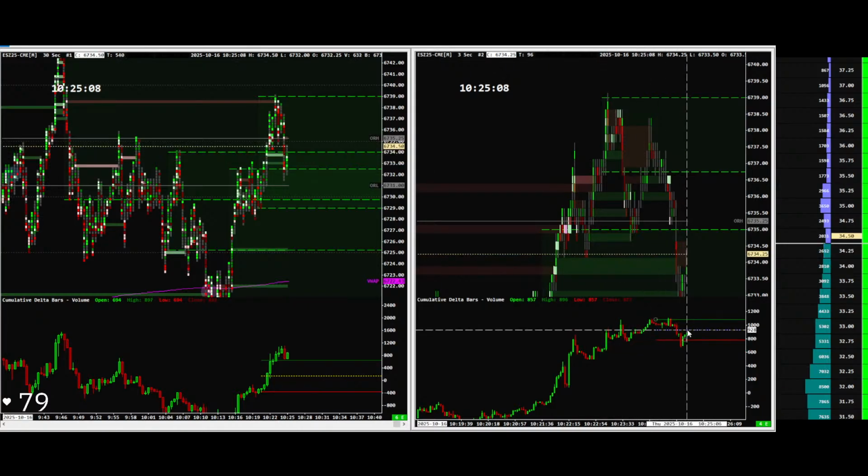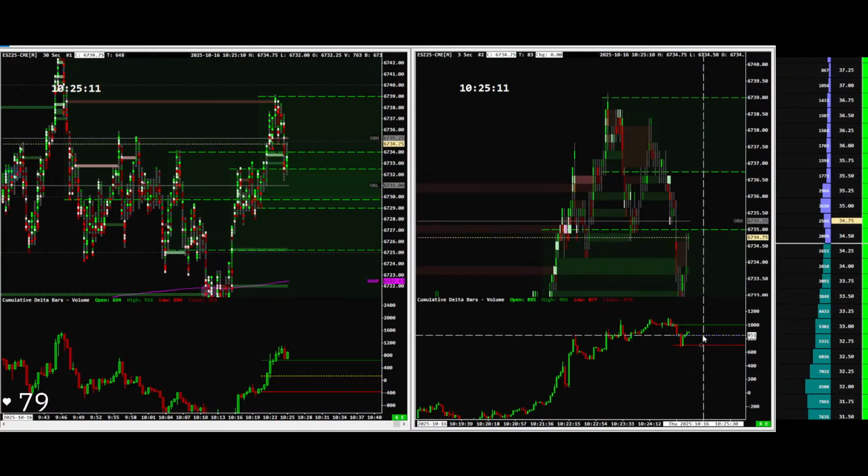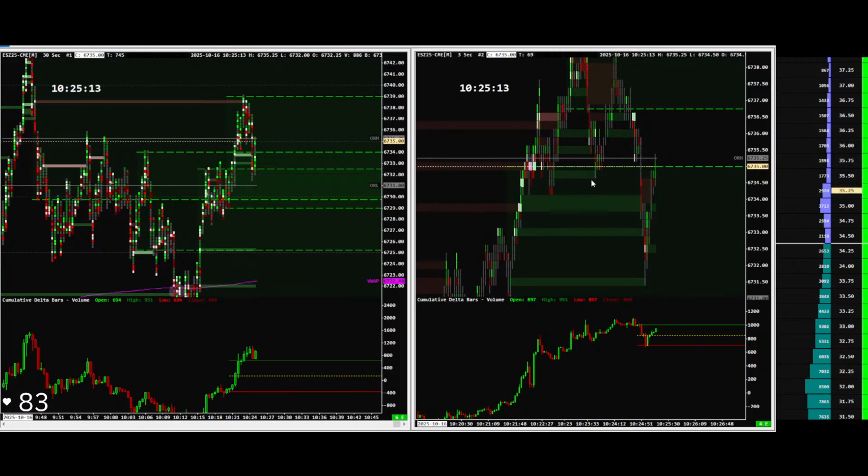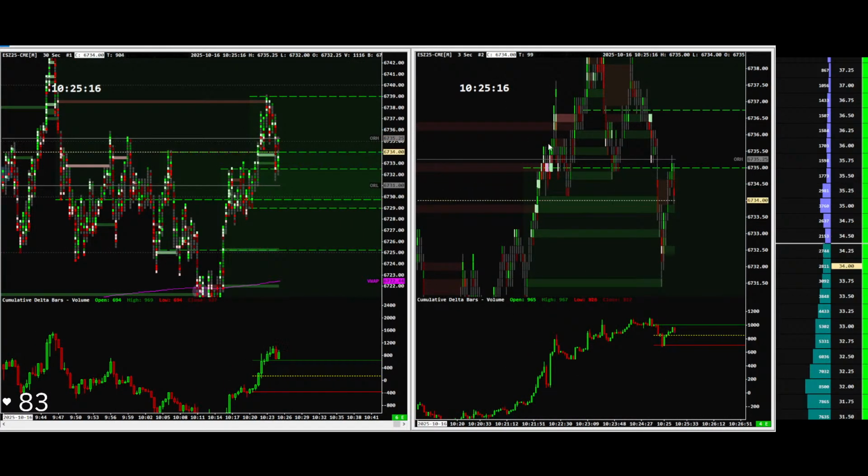Might have some reds here. Not quite. No, not quite. You look good-ish for a short. Wait. So it's not accepting. I'd cut that, and then I'd flip long. You have a green on the 3 second that you need to draw. That's why I see it. I'd flip long, potentially.